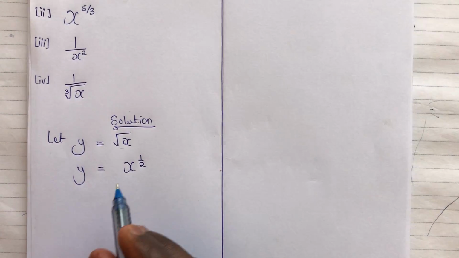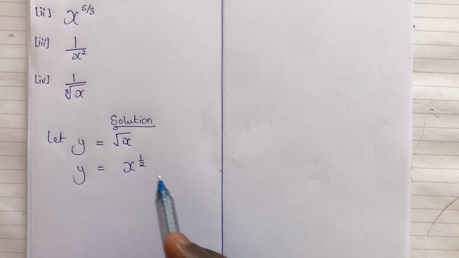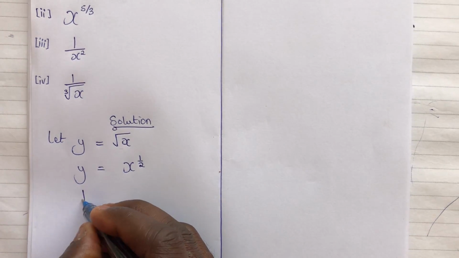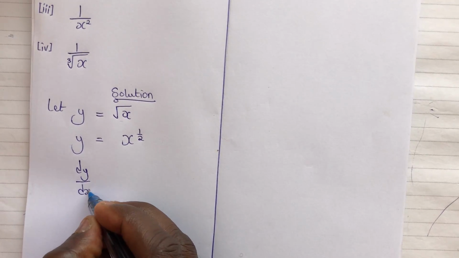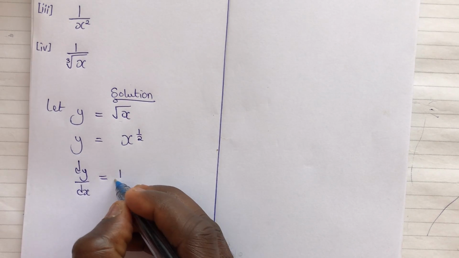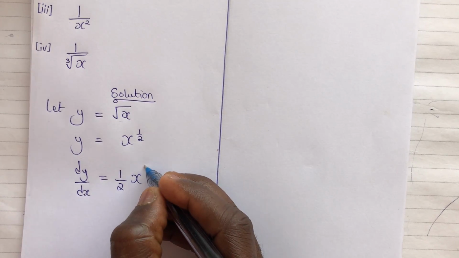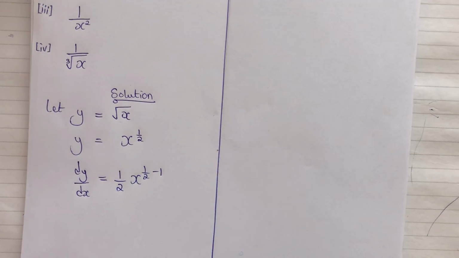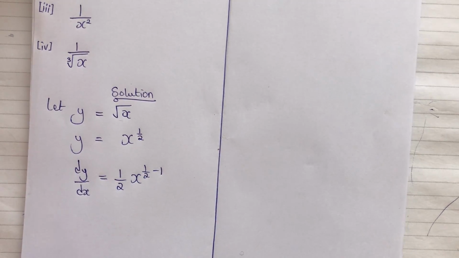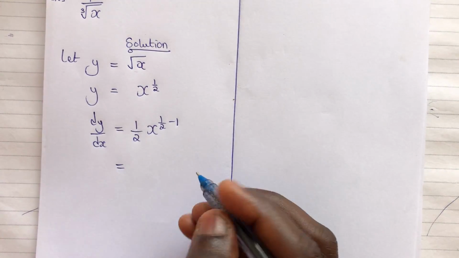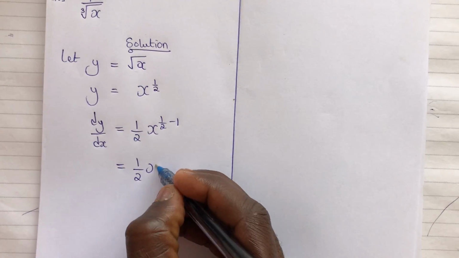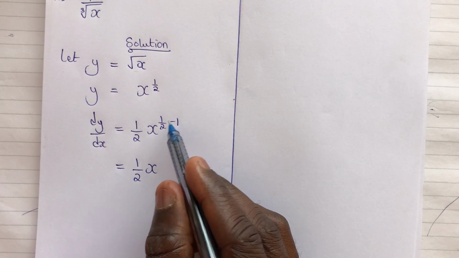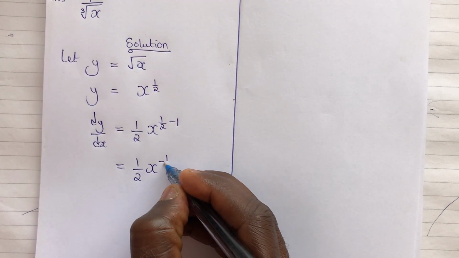So this is what we call the power rule, and we apply it here. We have half as our exponent. So dy/dx will give us 1 over 2, x to the power 1 over 2, reduce the power by 1. I'm just showing this step. So this is giving us 1 over 2, x to the power. Now when you subtract 1 from half, the result is negative 1 over 2.